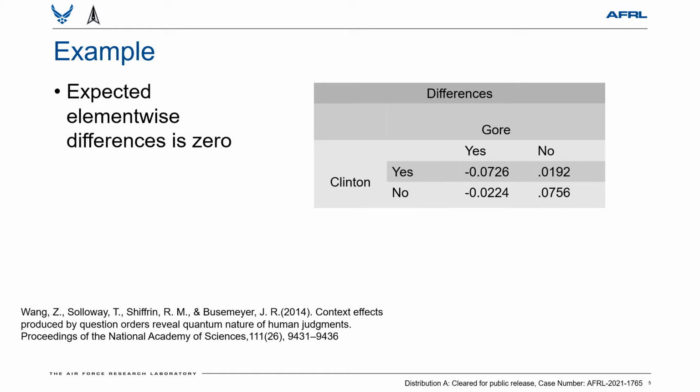The element-wise differences between the two tables are presented on the right-hand side. If no order effects are present, the expected difference in each cell would be 0. However, there is a clear order effect present in the data. You may have also noticed a symmetry in the diagonal cells and off-diagonal cells. I will return to this pattern shortly.